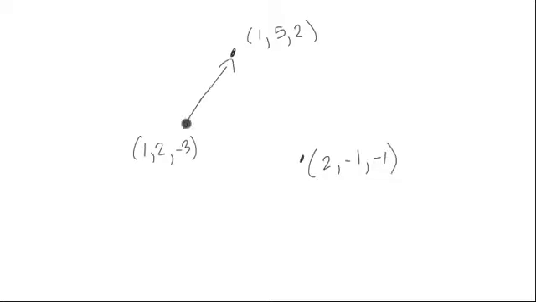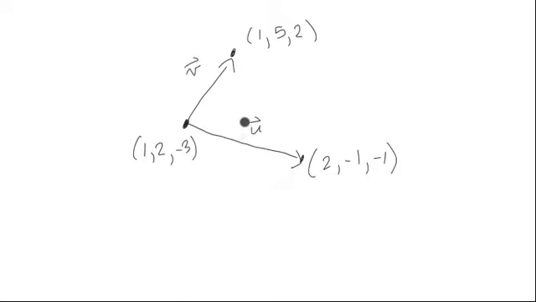Suppose it's the point 1, 2, and maybe -3. And you have another point here, 1, 5, and 2. And maybe another point, 2, -1, -1. All right. So between these points, we can draw some vectors. Let's call this one V. Let's call this one U.